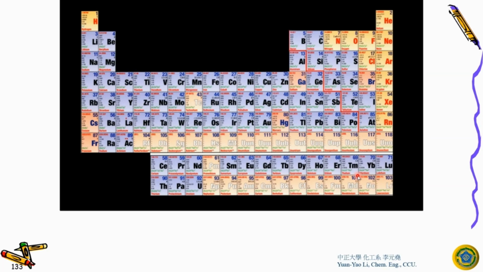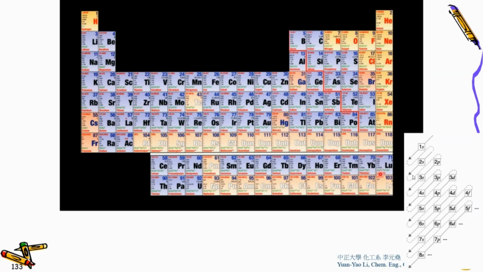So this is our periodic table. The periodic table also follows the n plus l rules, because you know that this is what? 1s. Hydrogen is 1s, right? Helium is what? 1s2. So 1s1, 1s2, right? And this one is what? 2s. 2p. 3s. 3p. 4s. What's this? 3d, right?